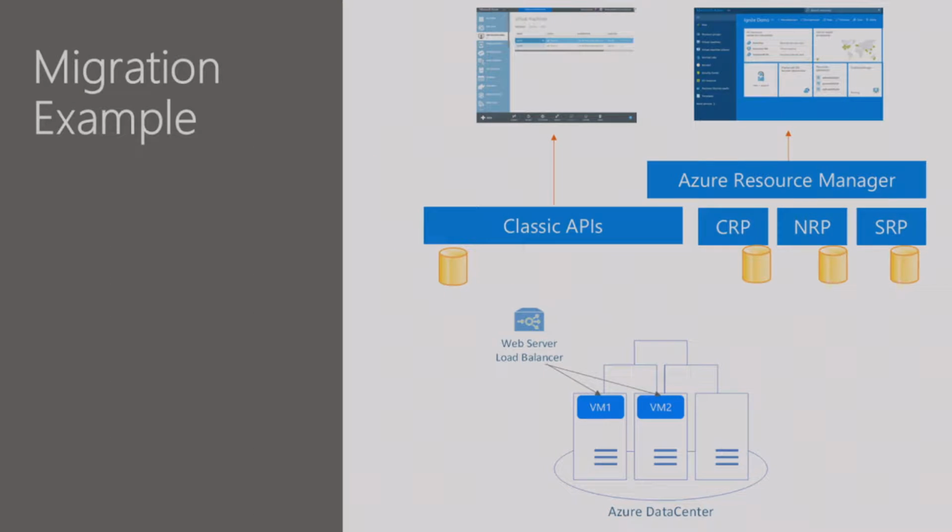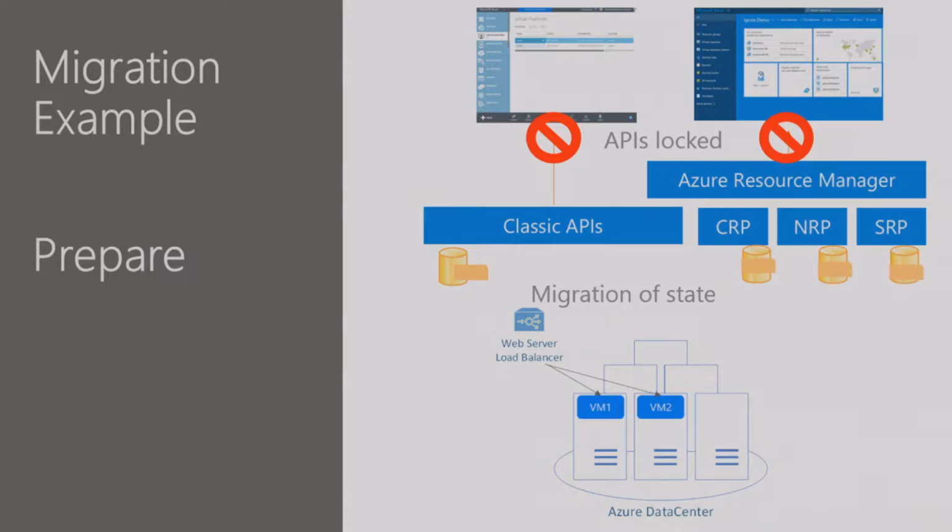So what we have here is the state on the left is the classic APIs, the state for the machines while they're in classic, and the state on the right is the data space for Azure Resource Manager. And the Azure Resource Manager has the CRP, which is Compute Resource Provider, Network Resource Provider, and Storage Resource Provider. So what happens in the validate process? It goes through and just checks the data, doesn't modify anything. When you go to the prepare step, it locks those APIs and starts migrating data across.